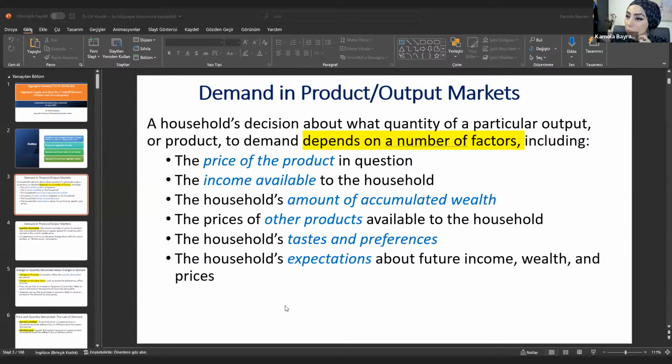So your expectations on the future behavior of the product's price, on your income, and so on and so forth, also play a big role in decision making.